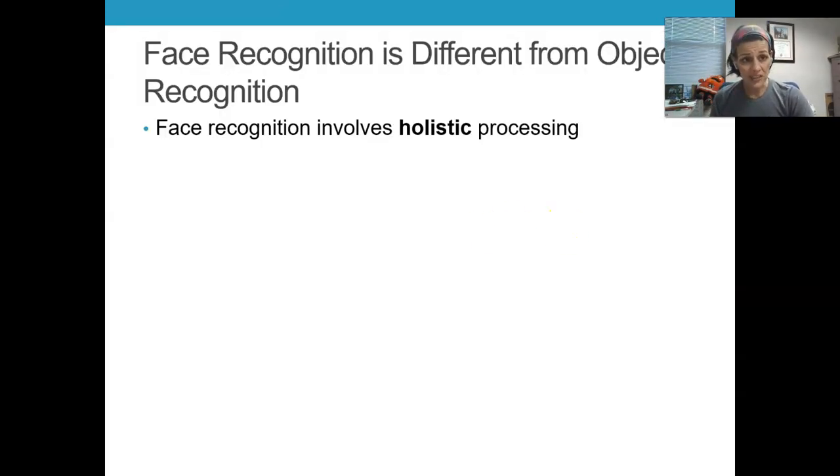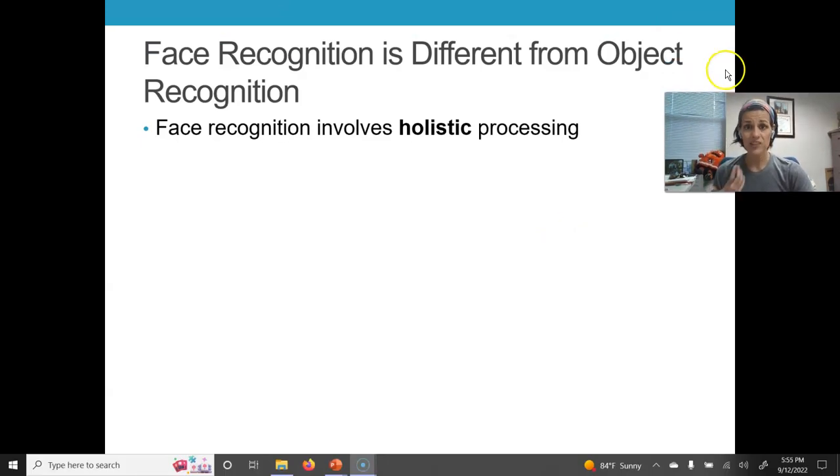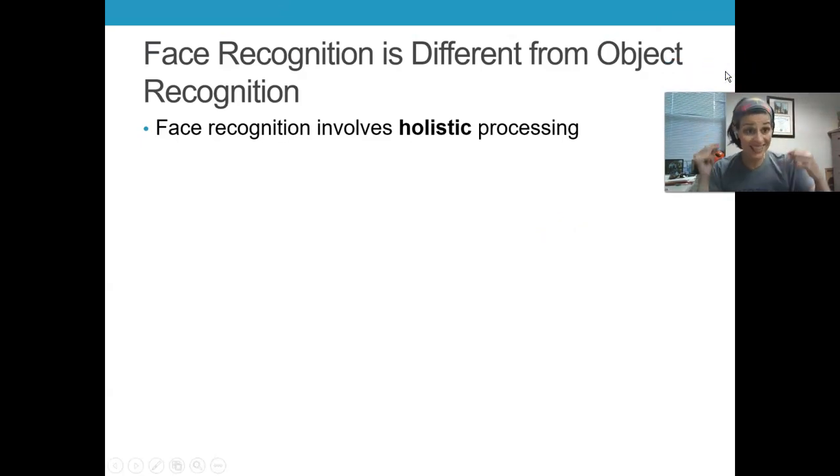One of the things that we know is that for whatever reason, face recognition is different from object recognition. So we've largely talked about object recognition as a bottom-up process. We're processing local features before we process the global features. And that's not to say that top-down processing doesn't get involved. It does. But by and large, we're going to process local over global. But face recognition is different.